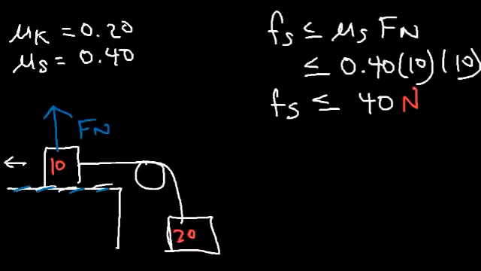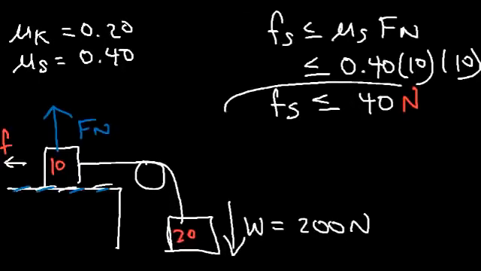Friction is going to oppose the direction of motion. The block wants to move this way, so friction is directed to the left. It's always opposite to the direction of motion. Now we need to find the weight force. The weight force is going to be mg, which is 20 times 10. So the weight force is 200 newtons. Notice that the weight force exceeds the static frictional force. The weight force is what drives the system to the right. Because it's greater than the static frictional force, it's going to move.